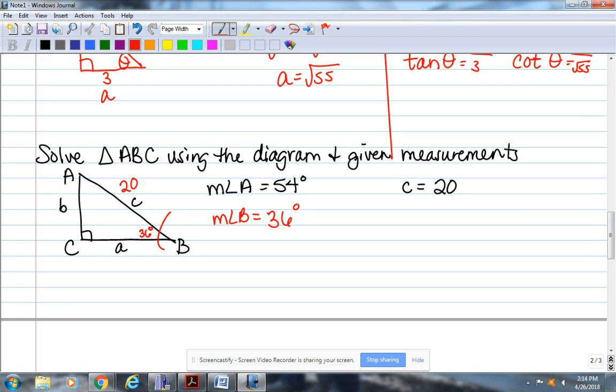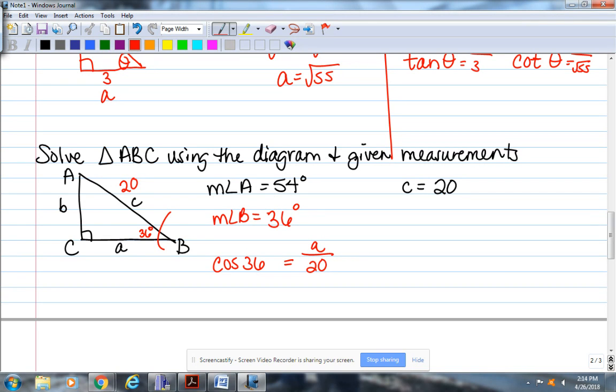So little a, we know 20. So little a to 36 degrees is what? Adjacent, and then here's the hypotenuse, right? So let's use cosine. Cosine of 36 degrees equals adjacent over hypotenuse, so a over 20.